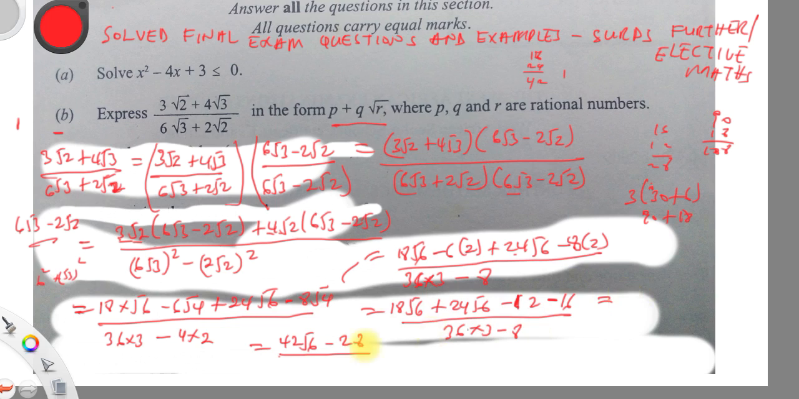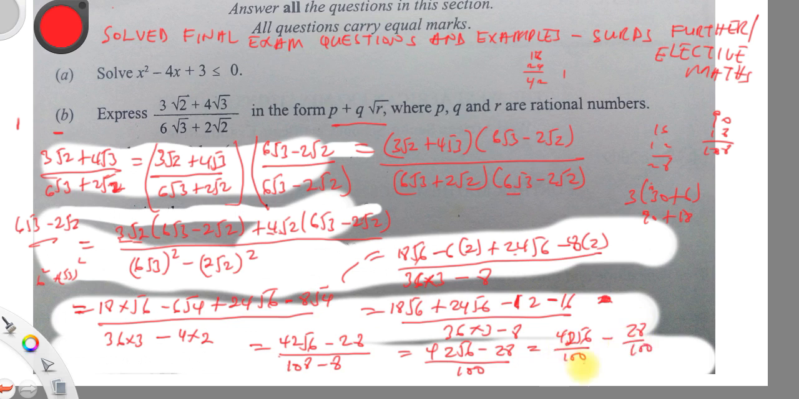We are here at the bottom. So we have 108 minus 8. So this is equal to 42 root 6 minus 28, all over 108 minus 8, which is 100. So you can just separate them and rewrite them as 42 root 6 all over 100 minus 28 all over 100.